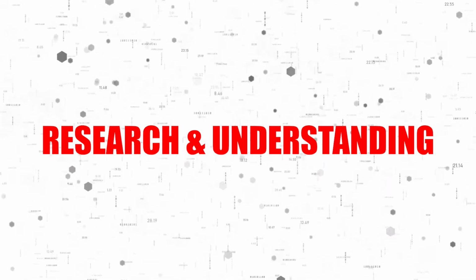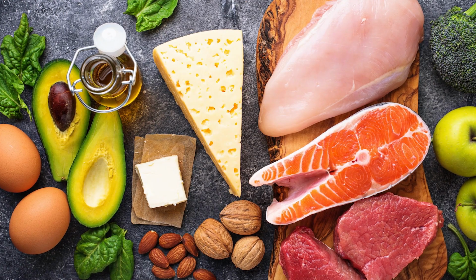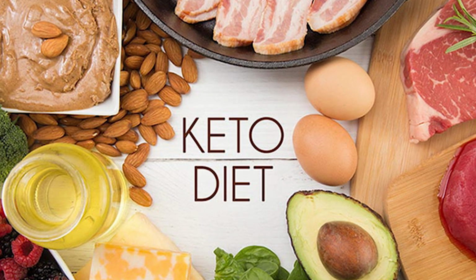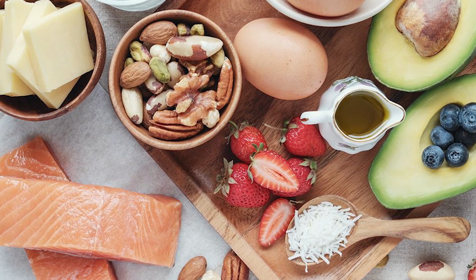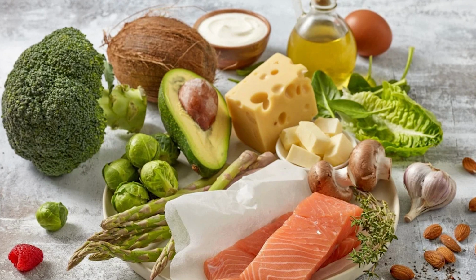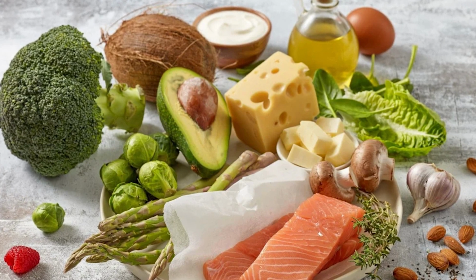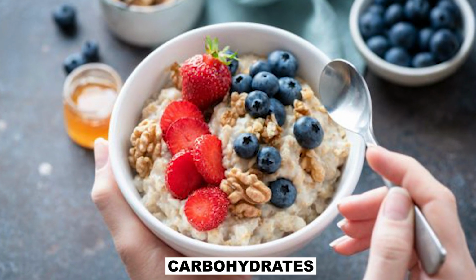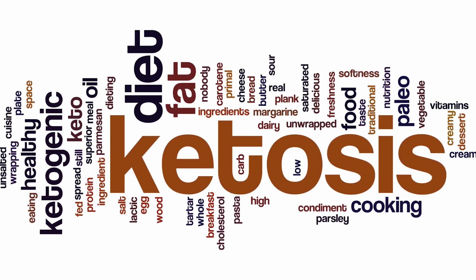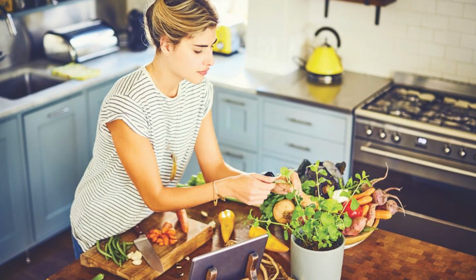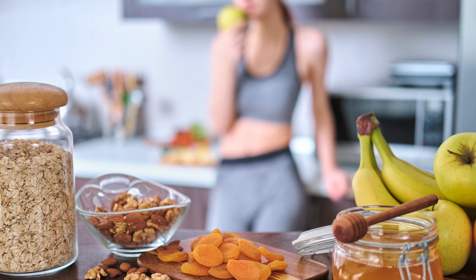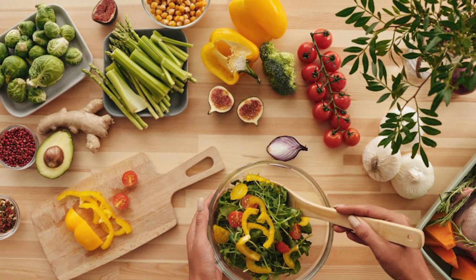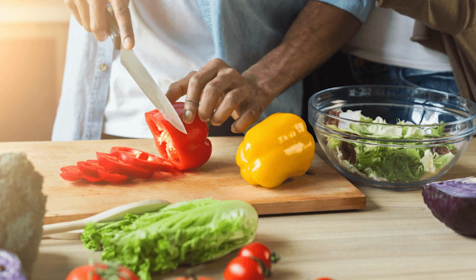Research and understanding. Before beginning any diet, including keto, it's important to understand the principles behind it. Research the keto diet, learn about macronutrients, and familiarize yourself with the types of foods that are allowed and restricted. Learn about the basics of the keto diet. Understand that the primary goal of the keto diet is to enter a state of ketosis, where your body uses fat for energy instead of carbohydrates. Study the science behind ketosis. Research how carbohydrate restriction forces the body to produce ketones, which are an alternative energy source. Explore potential benefits and drawbacks. Understand that while the keto diet can aid weight loss, it might not suit everyone due to its restrictive nature.